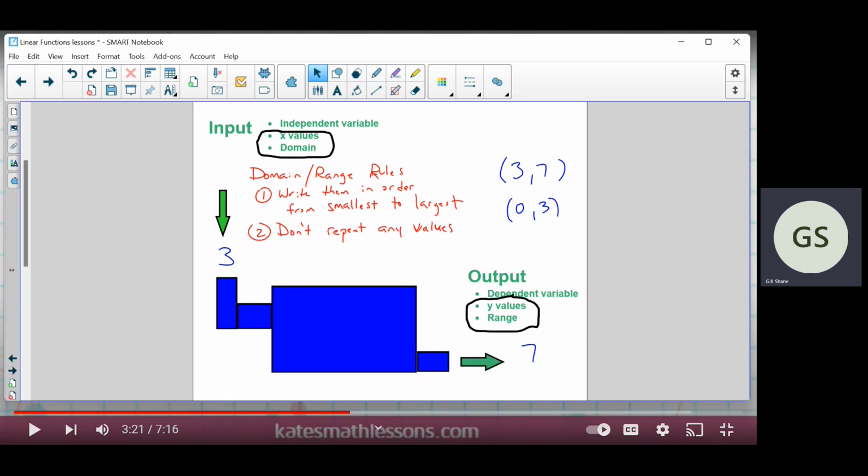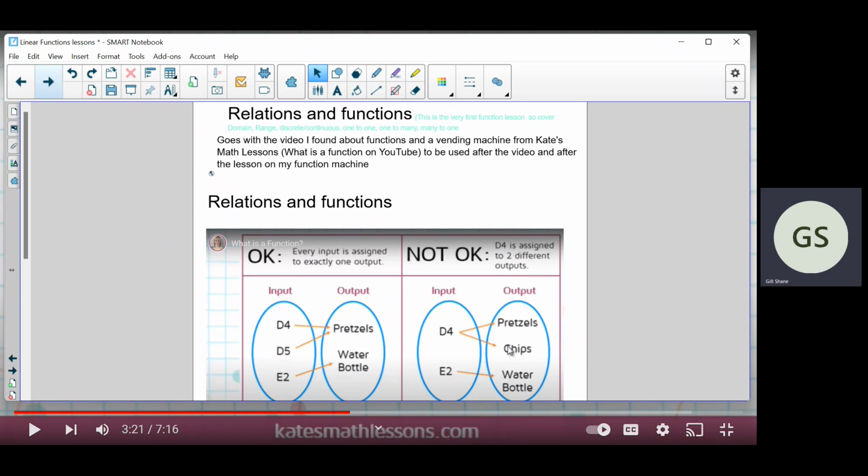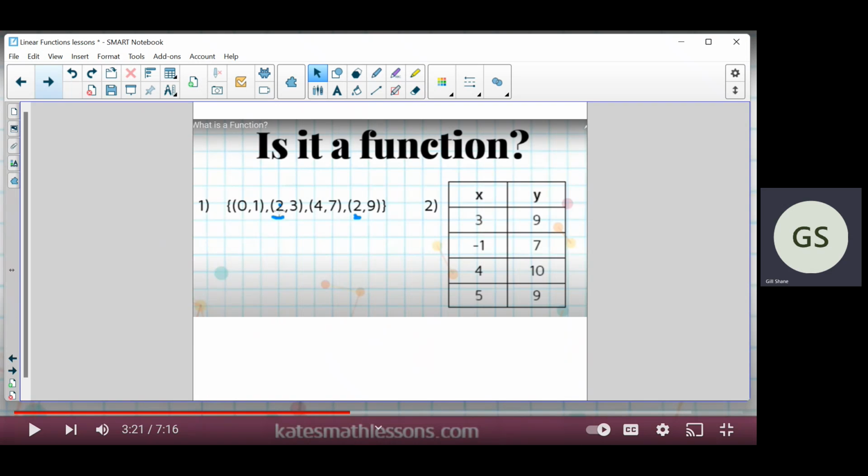You write them down in order from smallest to largest. So that's this first one. And then the second one is do not repeat any values. So some sets of data, you may have the same X that shows multiple times or the same Y that shows multiple times. You don't write them multiple times when you write the domain and range. And I'm going to give you an example in a second. So for example, if we were to write the domain and range for this problem number 1, the domain, we said, comes from the X values.